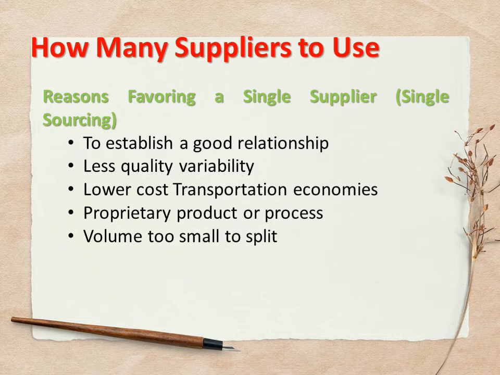Lower cost transportation economies, proprietary product or process, volume too small to split. So kanang ang uban man god bisag tungod kay gamay ra ilang paliton, okay na sila sa single supplier. Di na kinahanglan nga daghan pa ang supplier nila. So too small to split.